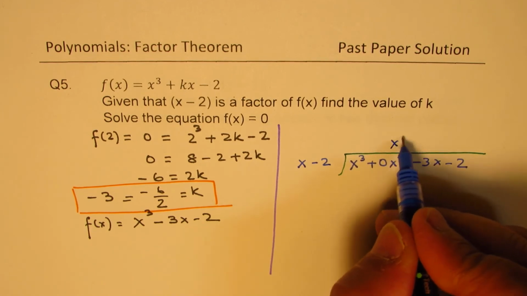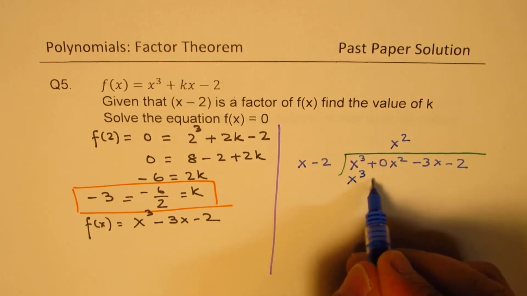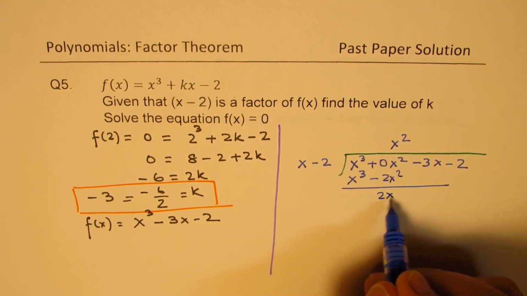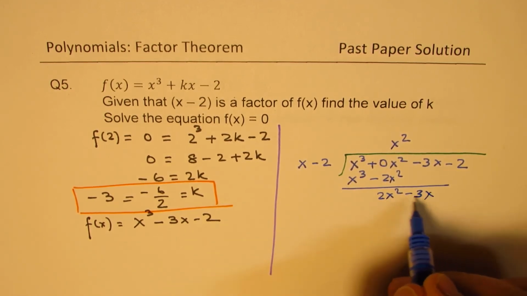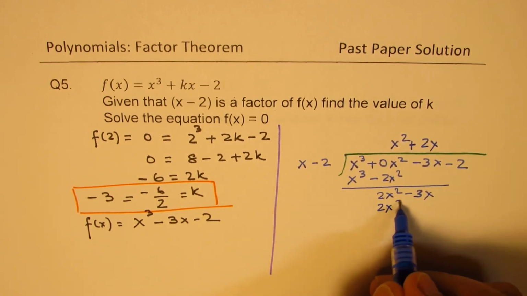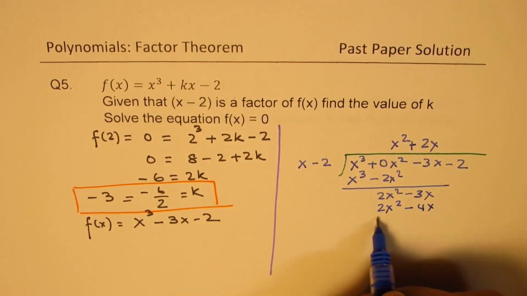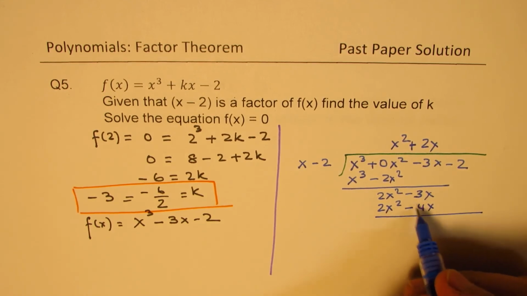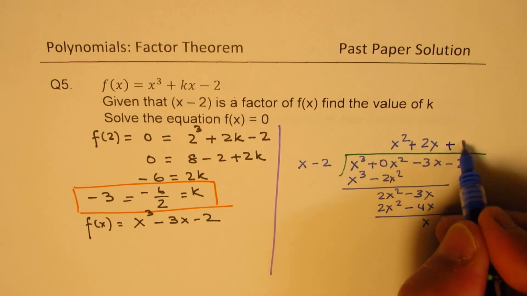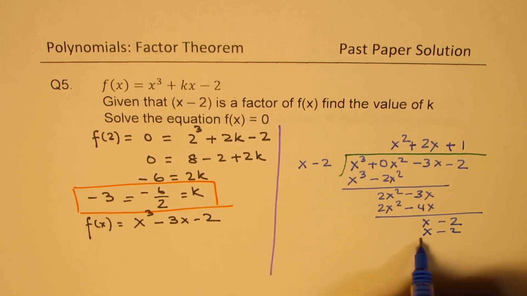So we get here x squared. So we get x cubed minus 2x squared. When you take away, you get 2x squared minus 3x. So we write this plus 2x. So we get 2x squared minus 4x. And that gives you x, right, minus 2. x minus 2 will go one time, so the remainder will be 0.